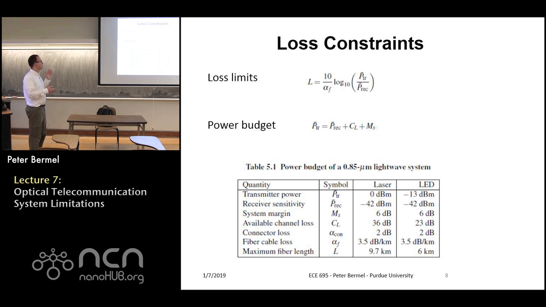Then going back to the loss constraints, the key thing is that you're limited by the amount of receiving power that you can tolerate and still get a signal, and of course the maximum transmission power. This equation gives you the maximum range L before you have to have some amplification.